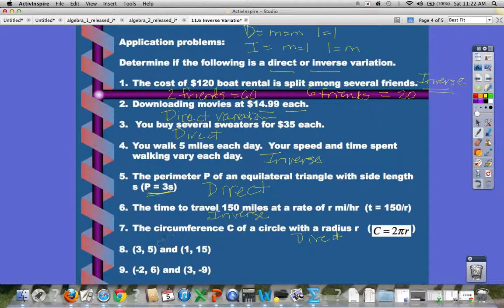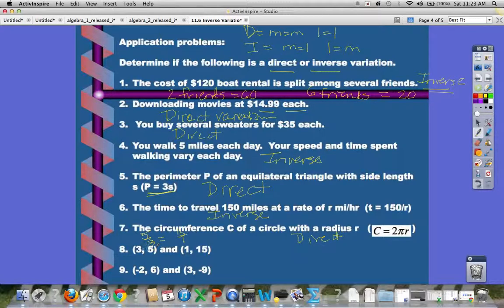Now, if you were given ordered pairs like this, remember what we did with the table: where it was a direct variation, we divided the y's and the x's. But if it was an inverse, we multiplied the y's and the x's. We need to see, given these points in this format, if it's a direct or inverse variation. So if I took 5 divided by 3, does that equal 15 divided by 1? No. So that would have taken care of direct variation.